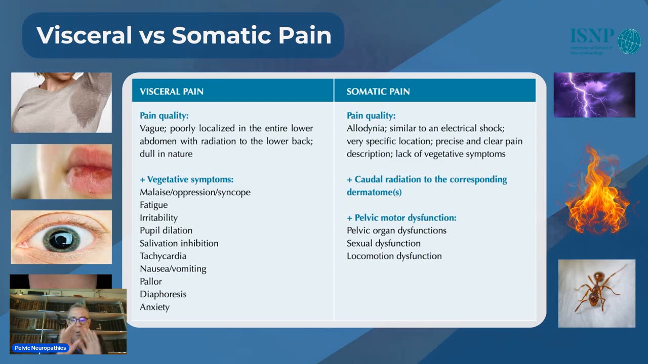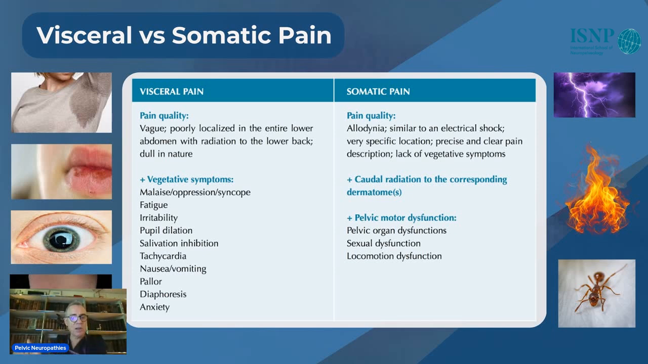These pains are well located. The patient will not explain, I have pain everywhere in my low abdomen. The patient will be able to localize the pain origin with one finger. She will say, I have pain here. And then, the main difference between the visceral nerve and the somatic nerve is that the somatic nerves are going down. So the patient will get caudal radiation going down.